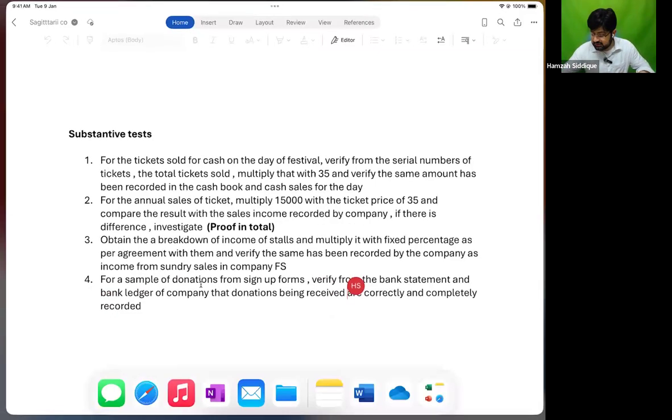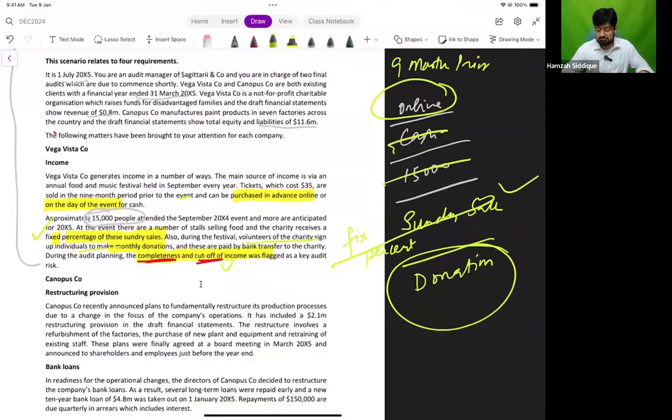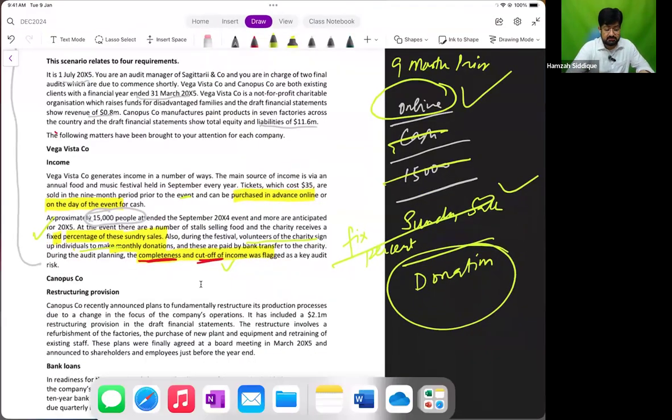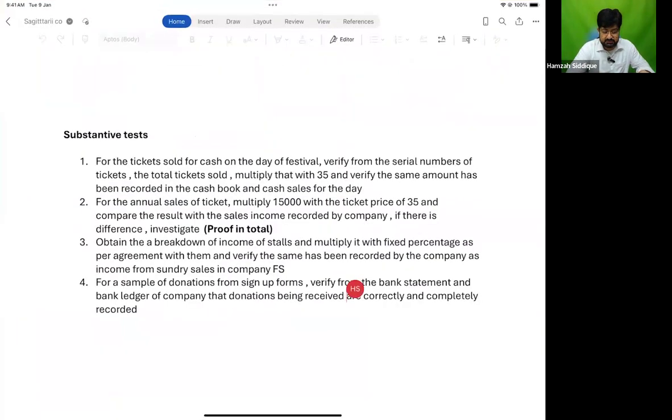Now, the next point is online sales. We have not verified that yet. Online sales. So for online sales, one issue is that the sale is happening 9 months before the event, which is falling in the previous year.